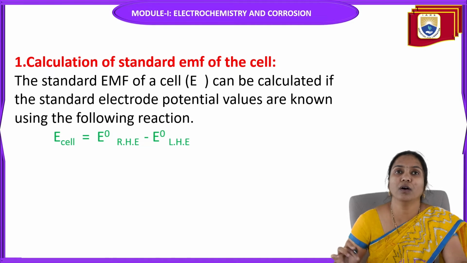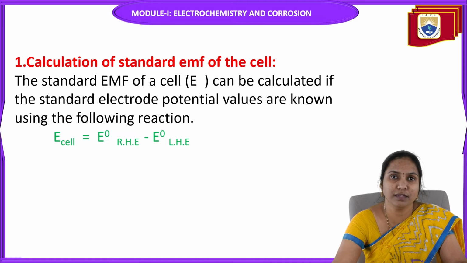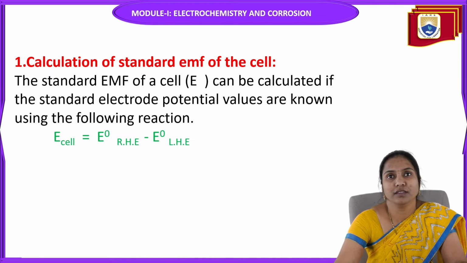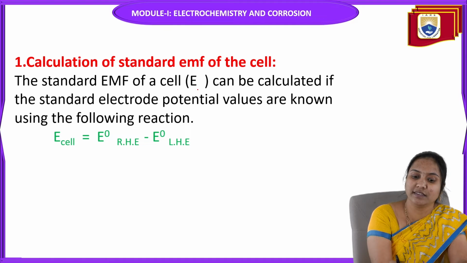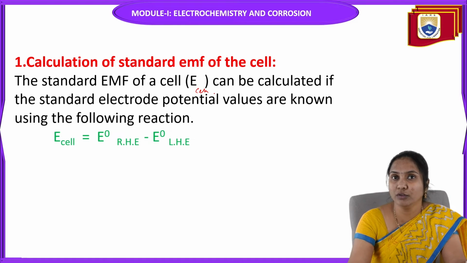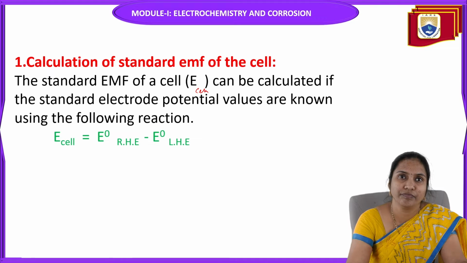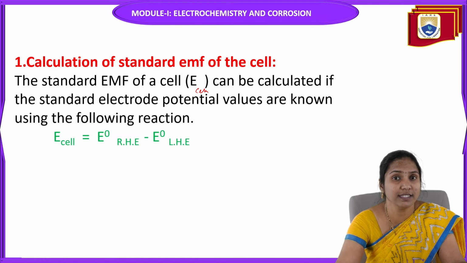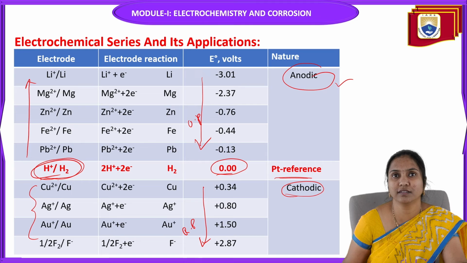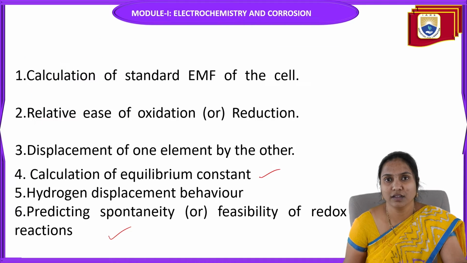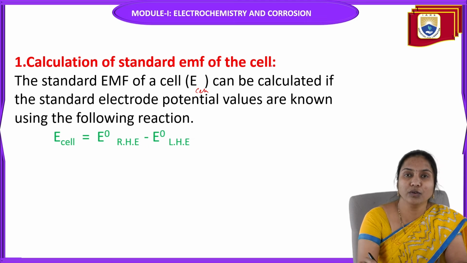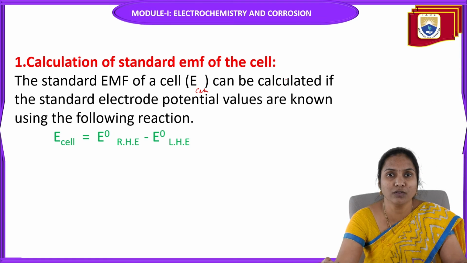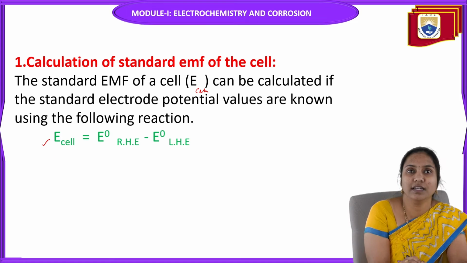Now let's discuss how we can calculate the standard EMF of the cell by using the electrochemical series. The standard EMF of a cell can be calculated if we know the standard electrode potential values. How do we know the electrode potential values? By using this series. If we know the E0 values of the electrodes, we can easily calculate E cell.